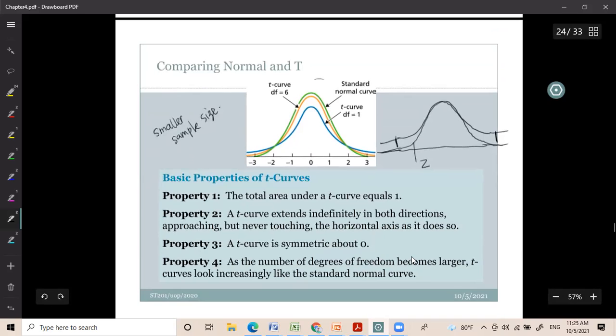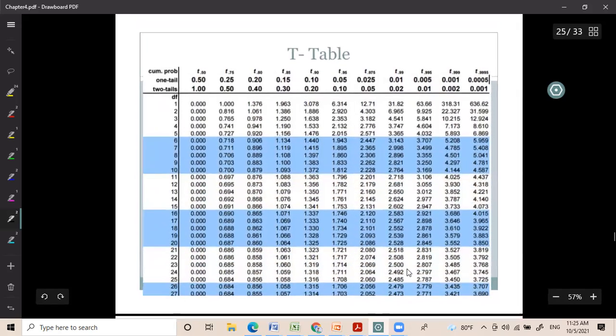Here are the properties. It's symmetric about 0. When the degrees of freedom become larger, it approximates the normal distribution. And here's a part of the T table. You can see degrees of freedom 1, 2, 3 up to 27, and it goes down. This is only the upper part of the table. Again, you can see one tail and two tail probabilities, and they are T scores. Like Z scores, in the T table you have T scores. With the chi-square table, you have chi-square scores.